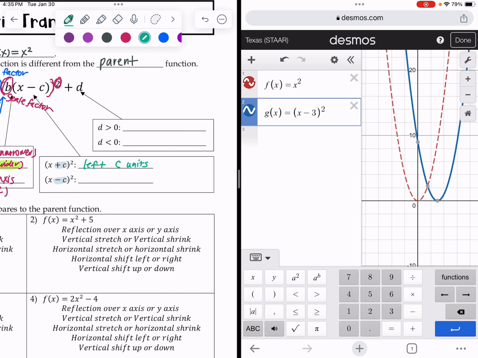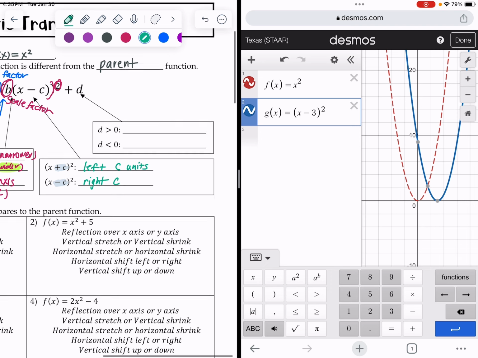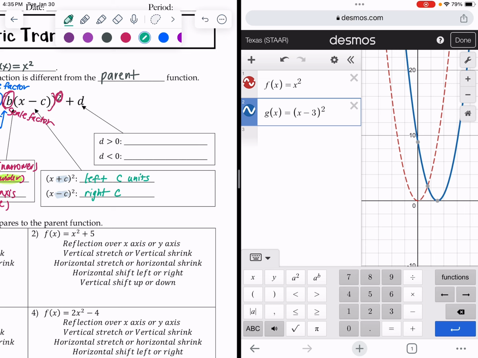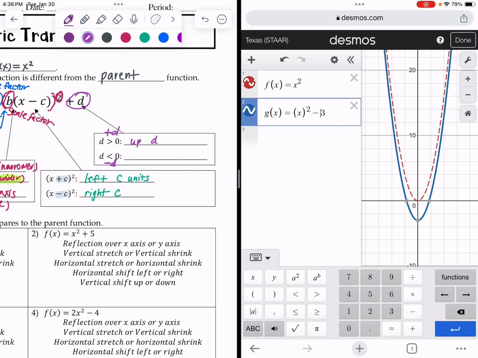Whereas if I change it to a minus, it's going to move it right. Seems kind of backwards. It's backwards when it's inside. So this is going to move it right C, whatever that C is. In this case, I'm using 3. And then here, for this number outside the parentheses, if it's greater than 0, that means you're adding a number. If it's less than 0, that means you're subtracting a number. And so let's try to add a number and subtract a number. So outside the parentheses, if I add 3, it moves up 3. And if I subtract 3, it moves down 3.